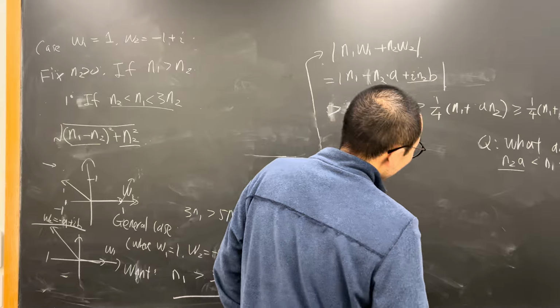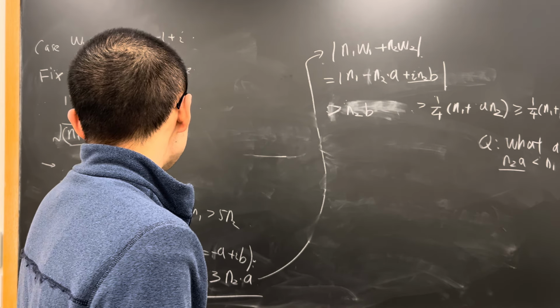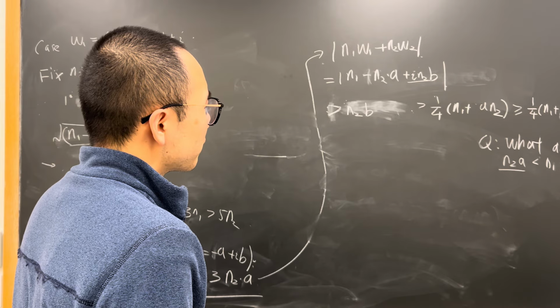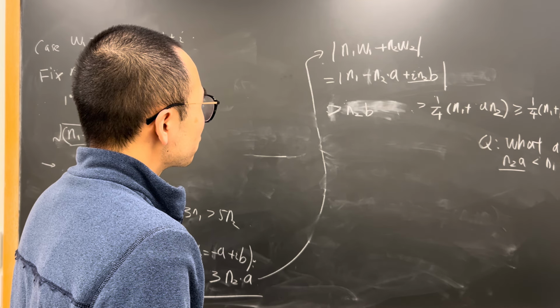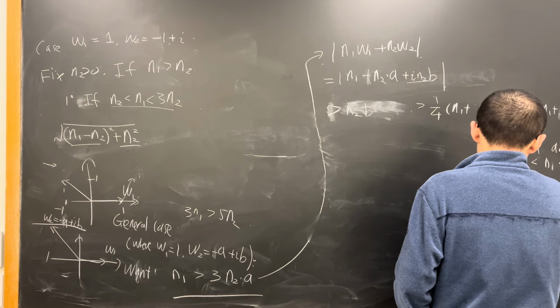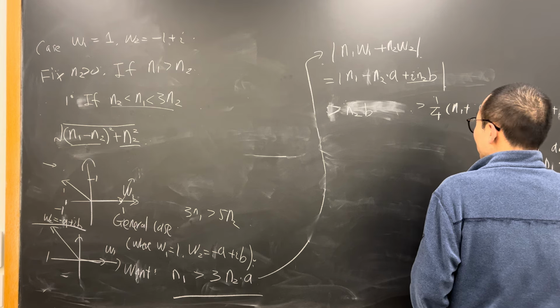I think maybe what we want is to make some change here. So let's divide by A and multiply by B.